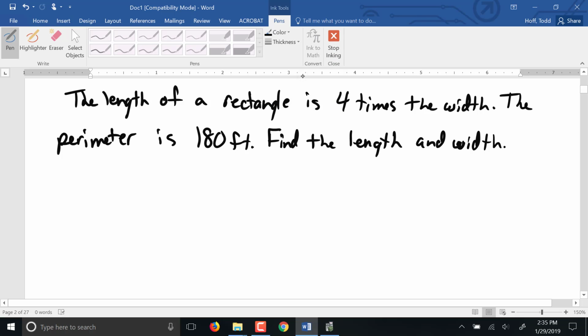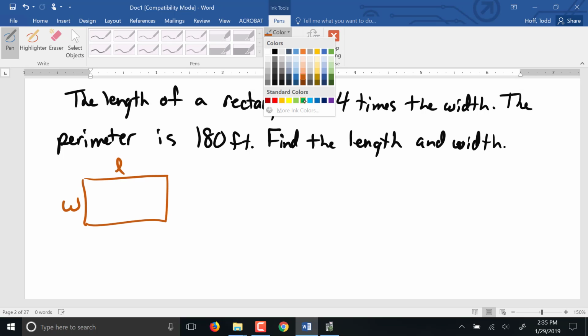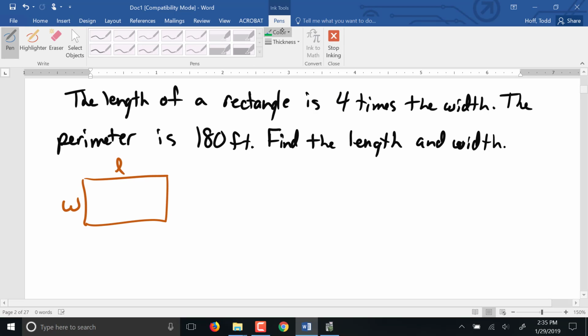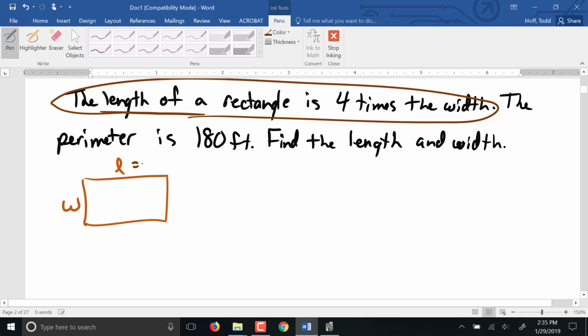So again, I'm going to draw out my little rectangle. I have a width and I have a length. And again, I am given my length in terms of the width. The length is 4 times the width. So L could be equal to 4W. My formula is still perimeter is 2L plus 2W.